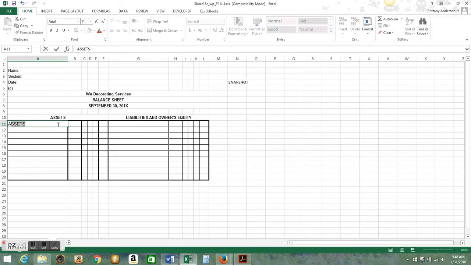So we're going to say assets here, and I usually like to center mine. And then I'm going to start listing what my assets were. So for this one, I have cash. And again, the dollar sign goes first number in each column. So then I'm going to put my amounts here and take that dollar sign out. Then I'm going to move on to my next asset, which is accounts receivable. And that amount is 600.